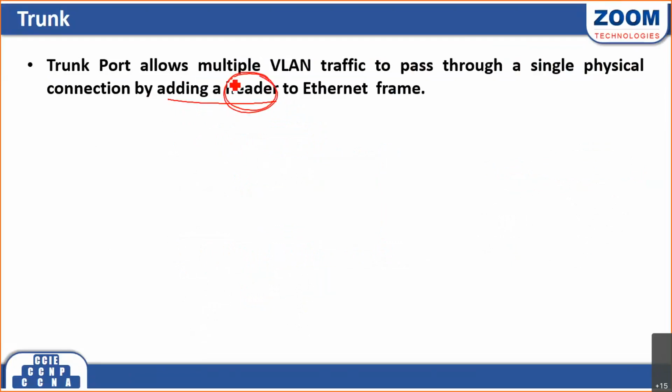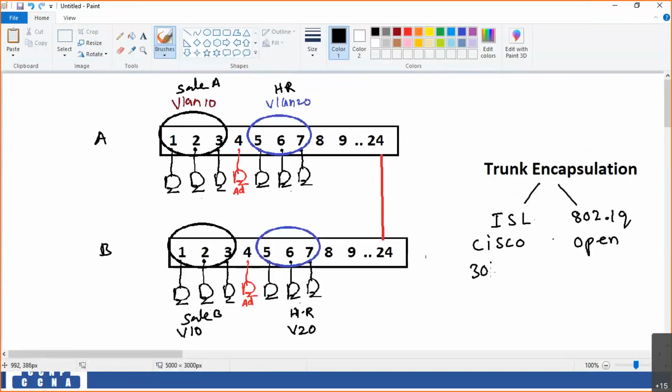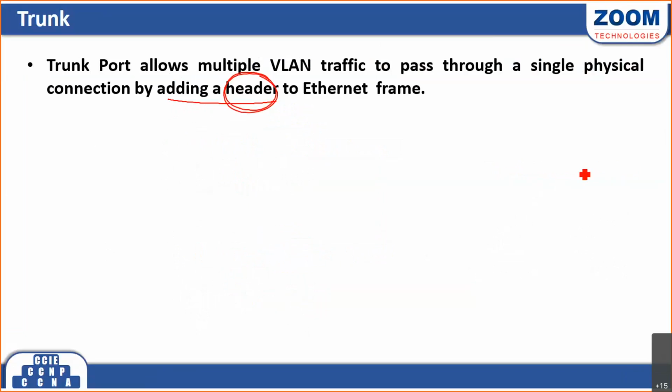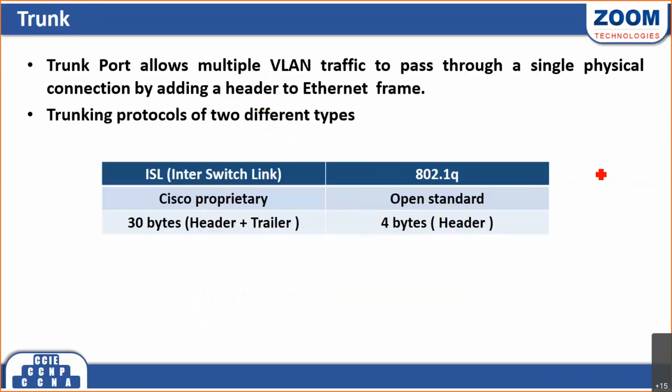The header size for ISL is 30 bytes. If it's 802.1Q, a very simple header, 4 bytes of header is used. If the header is simple, then communication is fast. Moreover, it's open standard, so it can support multiple vendors. That is why even Cisco switches by default use the 802.1Q protocol only. So trunk encapsulation methods are of two types: ISL, Inter-Switch Link, with 30 bytes of header and trailer, and 802.1Q, open standard, with 4 bytes of header.